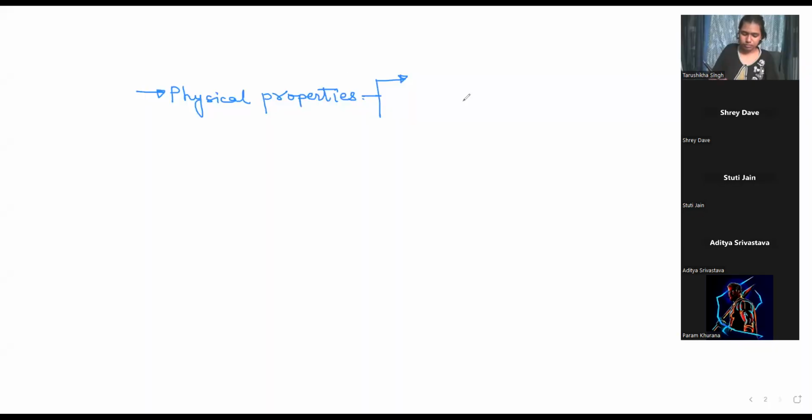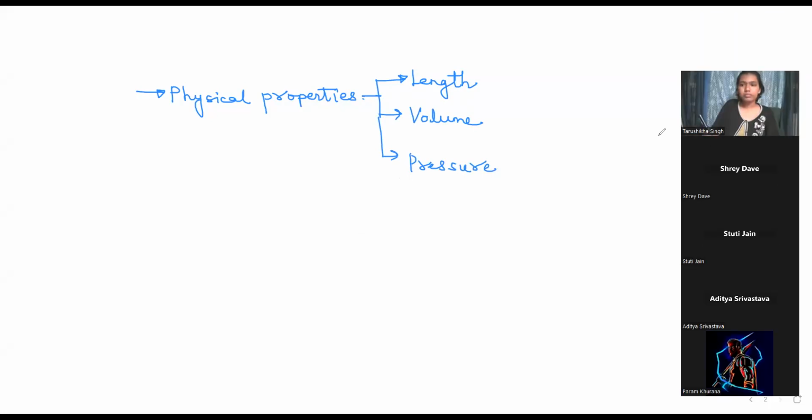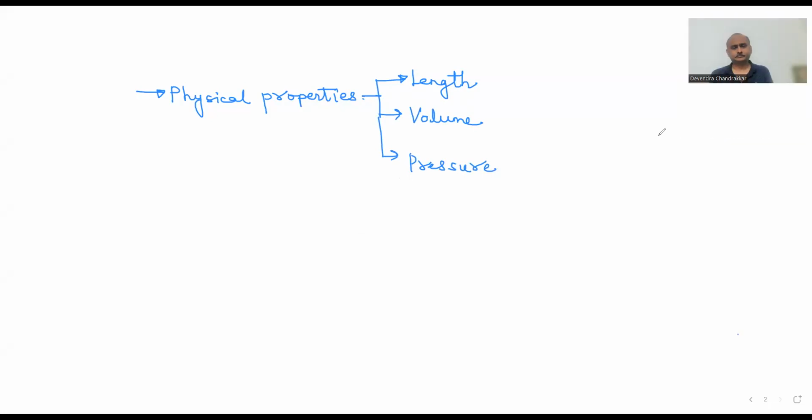Sir, I am doing it now. Okay, so in physical properties there will be length which changes with temperature, there can be volume which changes with temperature, there can be pressure which changes with temperature. Yes or no? Yes, sir. We can actually make a thermometer based on this. We can actually make a scale based on this, right? They change with temperature. It can be area. So these are physical properties.